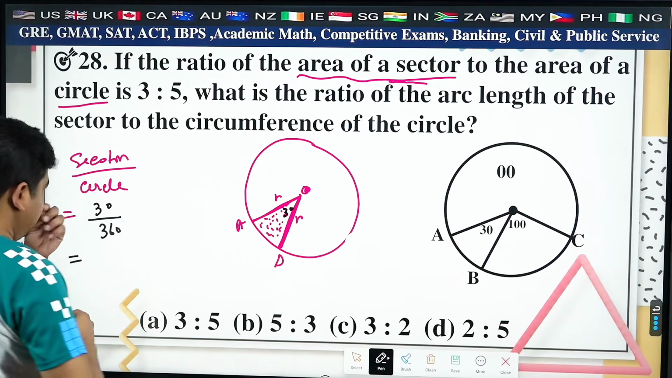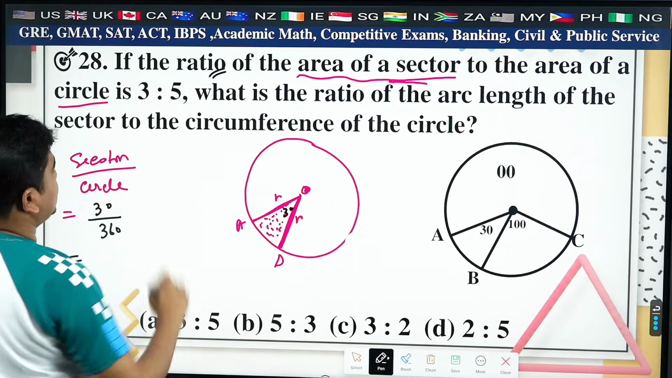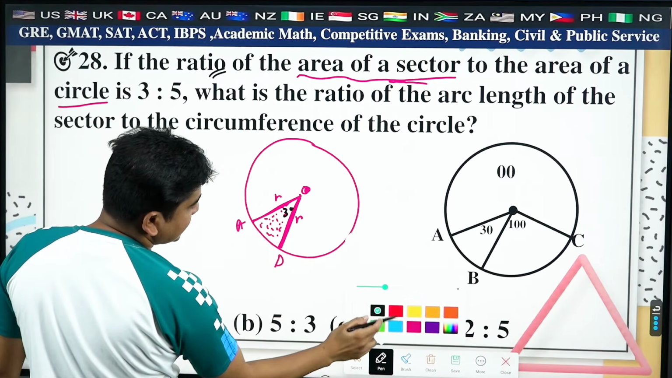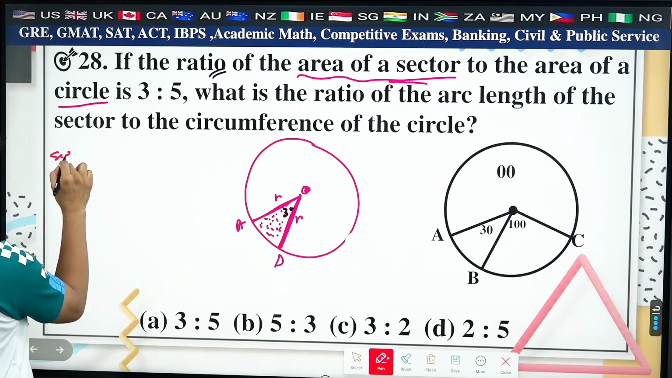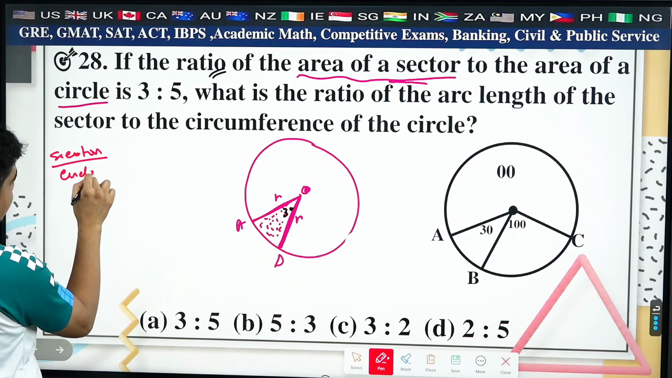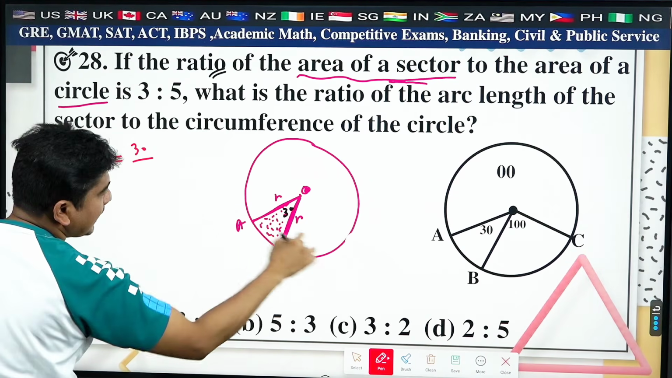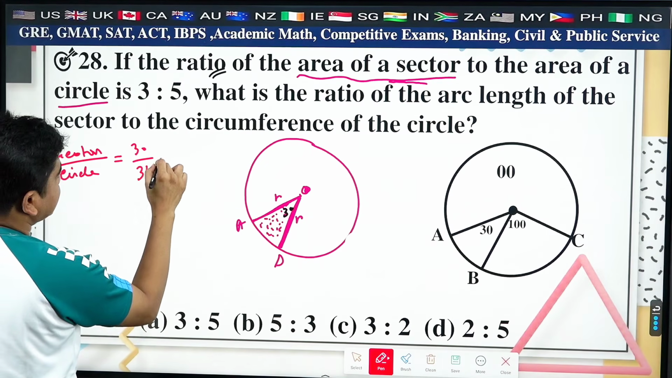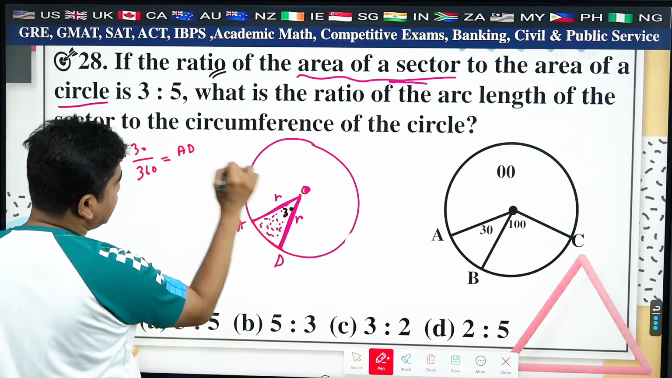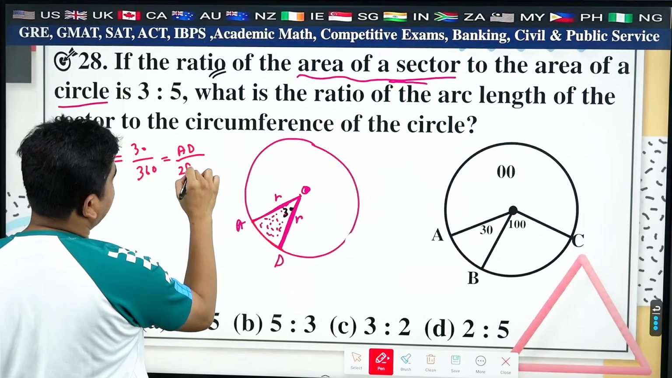Similarly, divided by means ratio. That has been said ratio, or we can write like this. Suppose sector divided by circle equals the angle 30, the angle of the circle 360. The arc of the sector AD, the arc of the circle is 2 pi r.